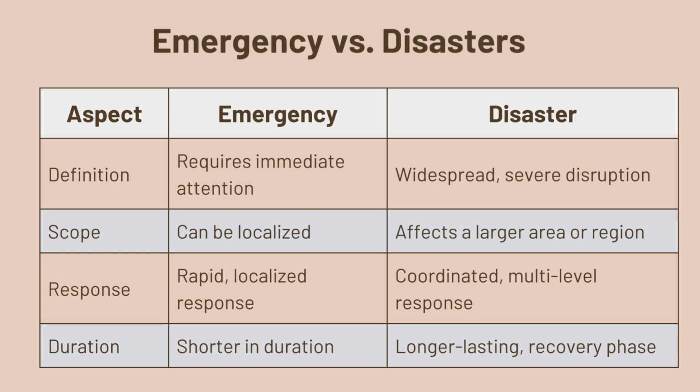On the other hand, disasters are characterized by their widespread and severe disruption. They impact a larger area or region and require a coordinated, multi-level response to manage the scale of the crisis. Unlike emergencies, disasters can have a long-lasting recovery phase, which means they may take more time to fully recover from. So, why is it important to distinguish between the two?